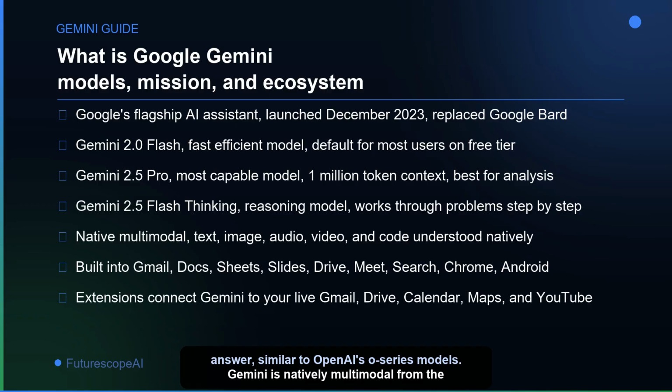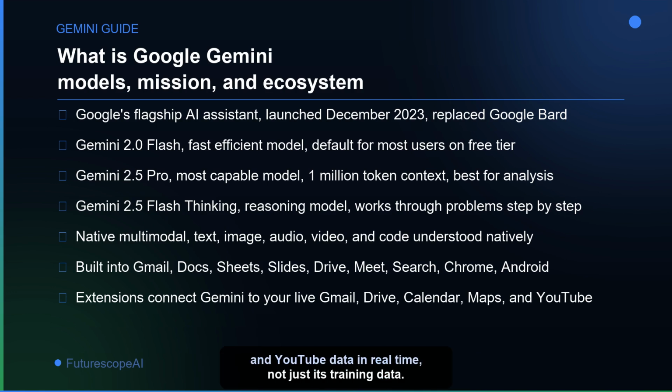Gemini is natively multimodal from the ground up, understanding text, images, audio, video, and code without plugins or add-ons. It is built directly into Gmail, Google Docs, Sheets, Slides, Drive, Meet, Google Search, Chrome, and Android. And through extensions, Gemini connects to your live Gmail, Drive, Calendar, Maps, and YouTube data in real time, not just its training data.